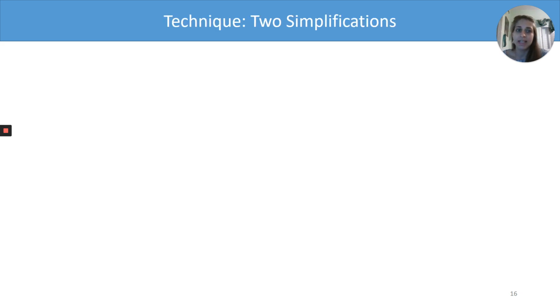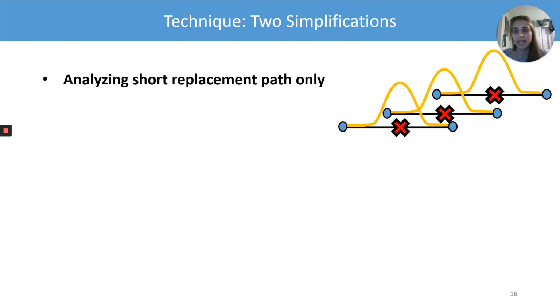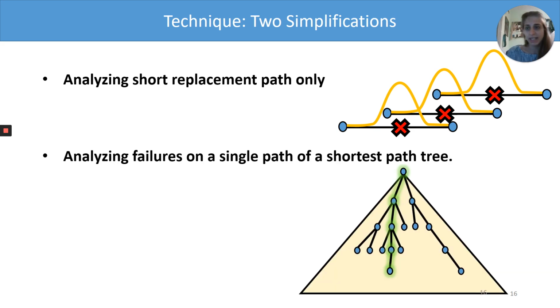So our technique is based on two simplifications, which we can do without loss of generality. The first one is that we allow ourselves to analyze short replacement paths only, and this is due to a hitting set argument. And the second one is we use a reduction from general vertex fault in the tree T_s to a specific case where the fault occurs on a path in T_s, and this reduction is based on the useful tool of heavy path decomposition. We will talk about it shortly.